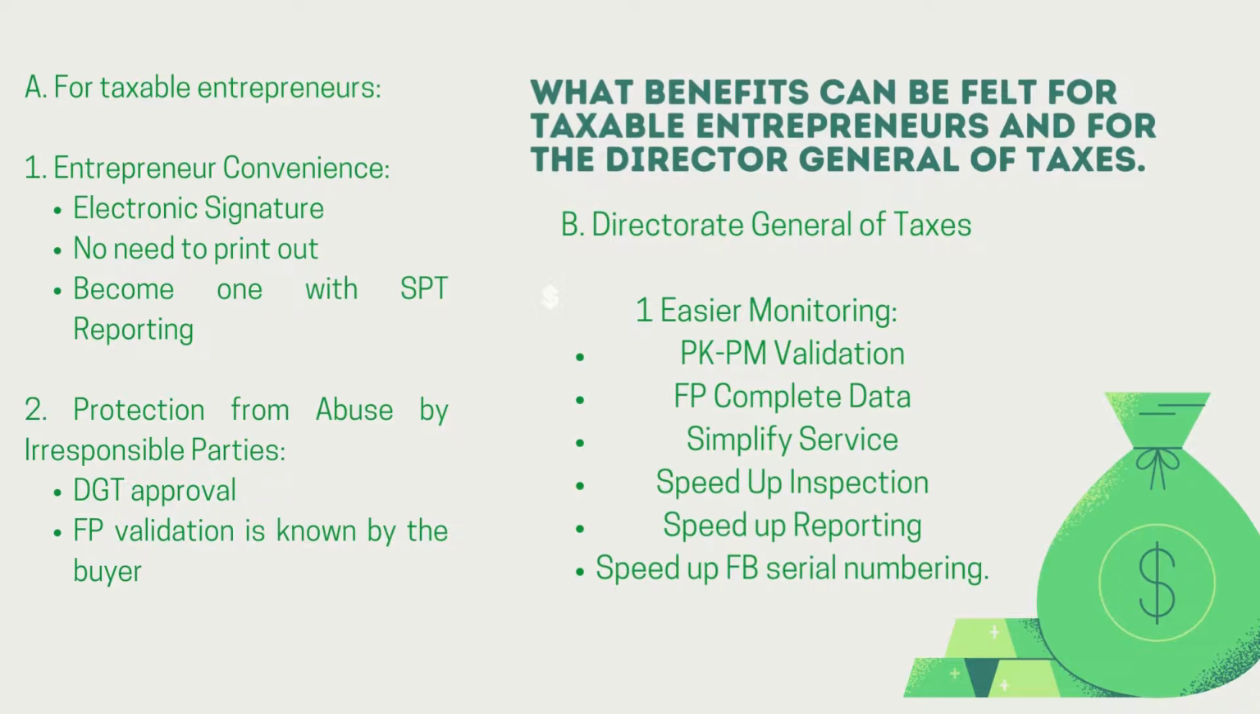What benefits can be felt for taxable entrepreneurs and for the Director General of Taxes? On the taxable entrepreneur side, the first is entrepreneur convenience, like electronic signature, no need to print out, and becoming one with SPT reporting. The second is protection from abuse by irresponsible parties, like DGT approval and FP validation being known by the buyer. For the Directorate General of Taxes side: easier monitoring, PK PM validation, complete FP data, simplified service, speeding up inspection, speeding up reporting, and speeding up FB serial numbering.